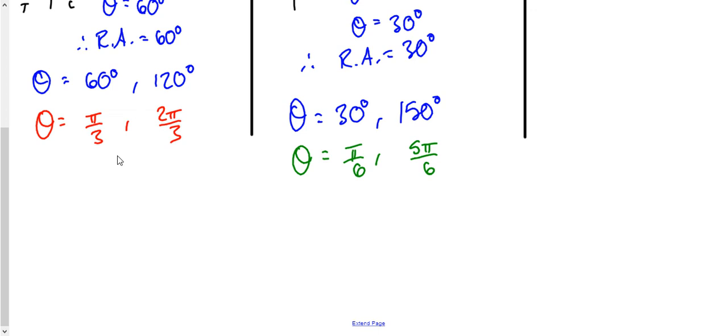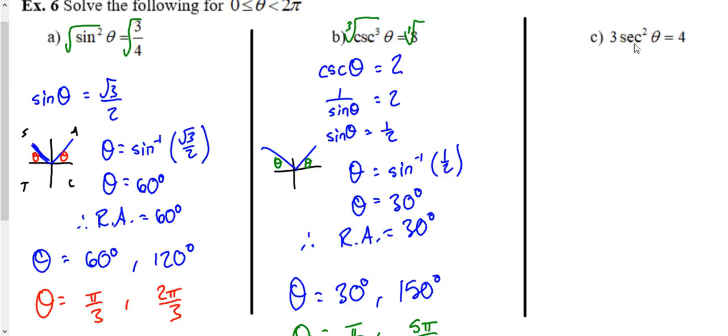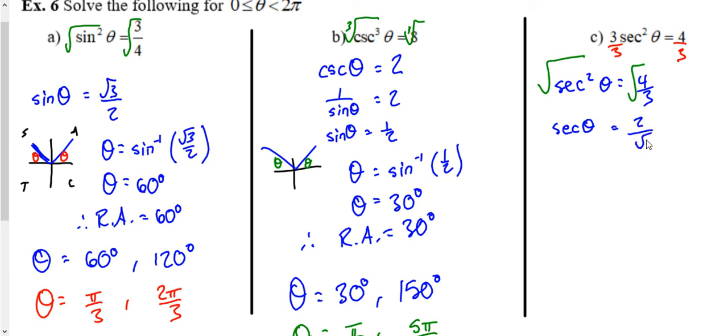There we go. Last but not least, our last example for today, 3 secant squared theta is equal to 4. So let's try to isolate secant squared theta. So the first thing I'm going to do is divide both sides by 3. Let's quickly rewrite and see what we get. We have secant squared theta is equal to 4 over 3. Square rooting both sides now. So secant theta is equal to 2 over root 3, simplified.